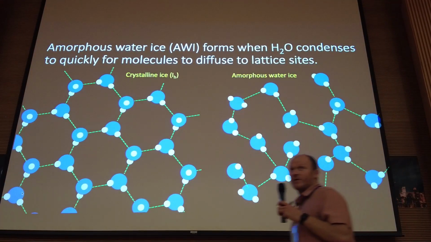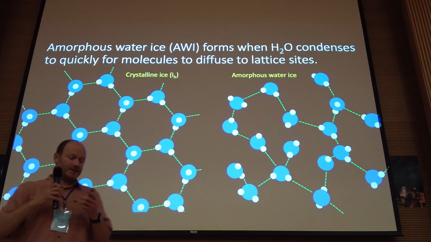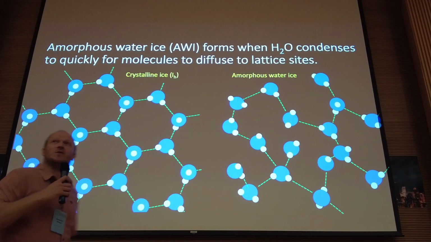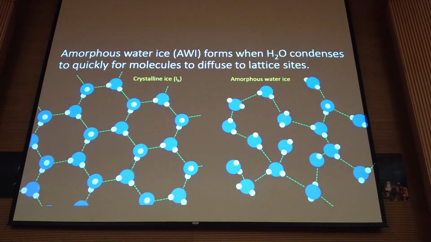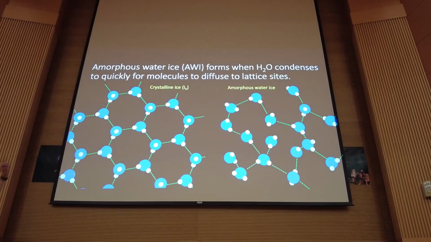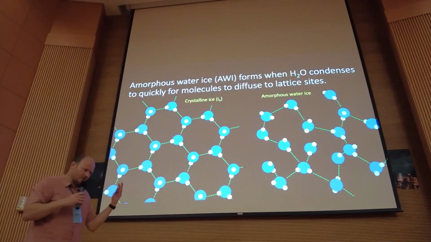So we're used to crystalline water ice. This is hexagonal ice, or ice 1H, which is what we're used to down here. Maybe not in Taiwan, but where I'm from in Michigan, where it's cold. And so we're used to this crystalline structure, and it freezes, and you slip on it, and it's all great.